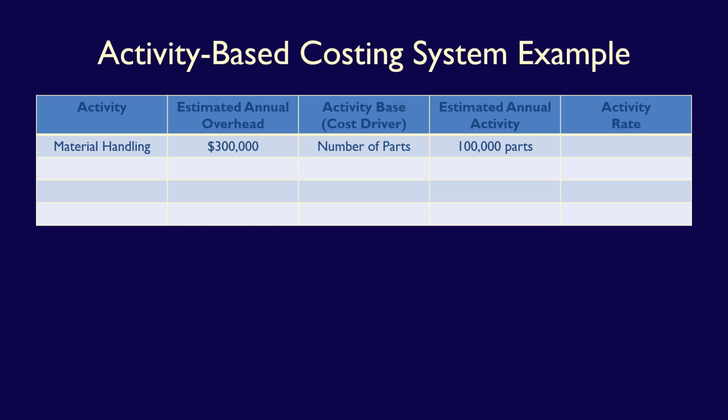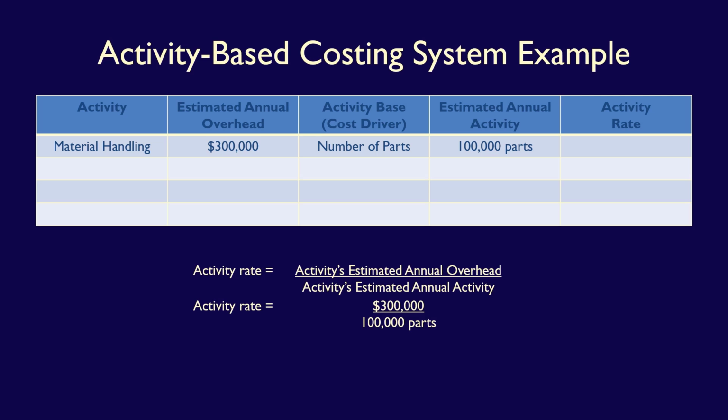For material handling, the estimated annual overhead cost is $300,000. The activity base is the number of parts, and the estimated annual activity is 100,000 parts. To calculate the activity rate, we take the material handling estimated annual overhead and divide it by the estimated annual activity, which is $300,000 divided by 100,000 parts, so the activity rate is $3 per part. This is the predetermined rate that will be used for material handling.